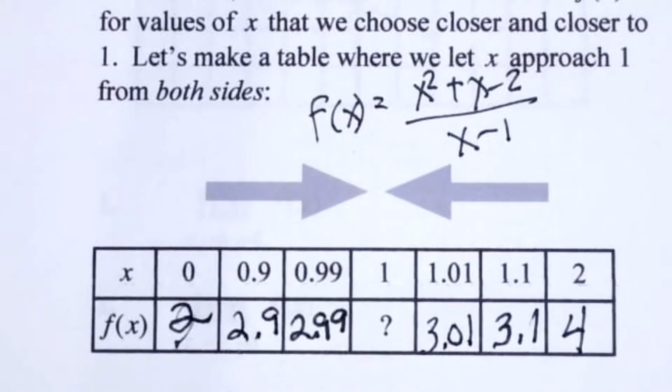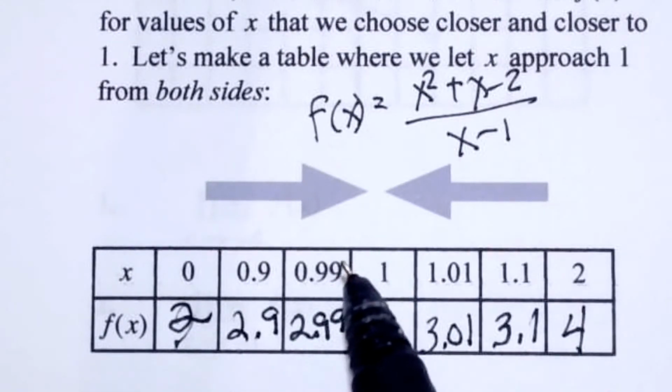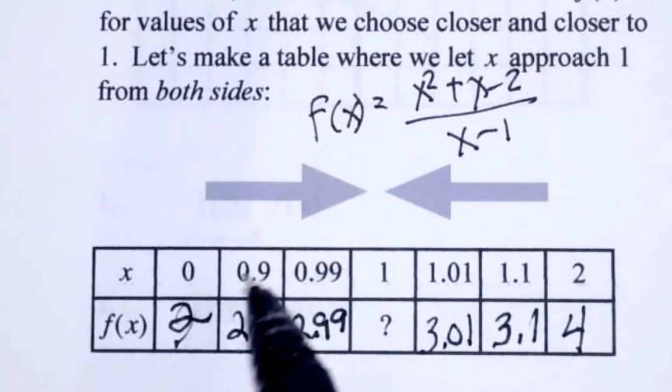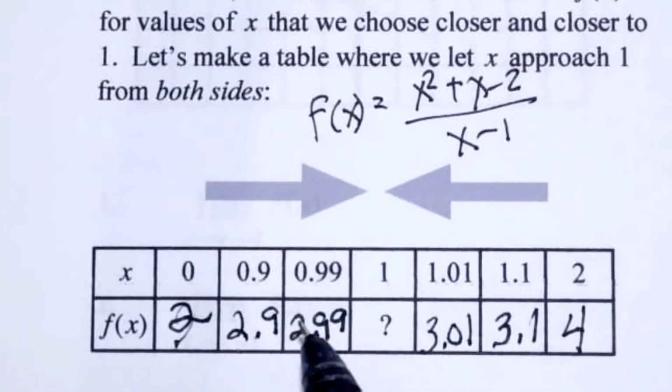So it looks like what's happening is that as x gets closer to 1, the y values are getting closer to 3. Now, we still cannot let x be 1 exactly, but if we let x get really, really close to 1, then it seems like maybe our f of x values are getting closer to 3. Now, what do I mean by really close? Well, I haven't said exactly what I mean yet.